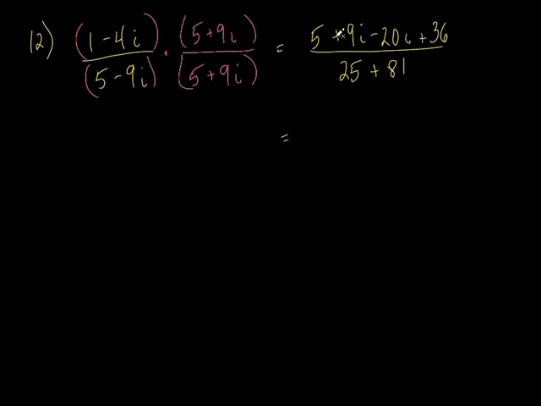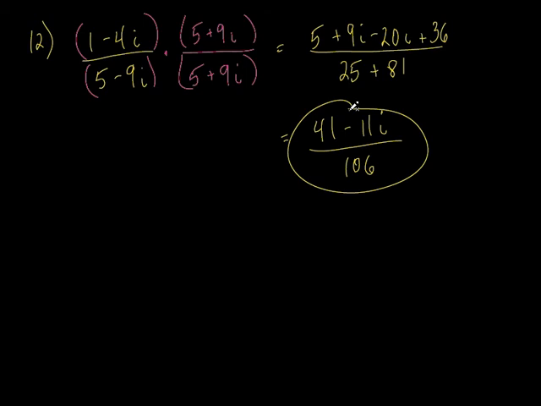Alright, let's continue with this. Let's add like terms on the top here. We've got real numbers and imaginary numbers. Let's do the reals first. So 5 plus 36 is 41. And then 9 minus 20 is minus 11i. And that's over 106. Does anything go? No. There's nothing in common with both of those that we can cancel anything out. So we're done. That's your answer. It's not so bad, is it? No, I didn't think so.